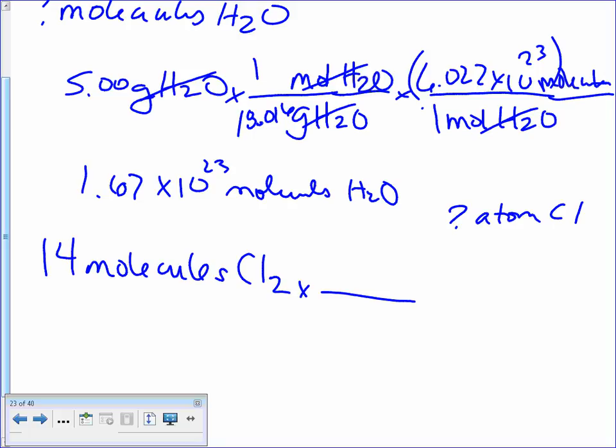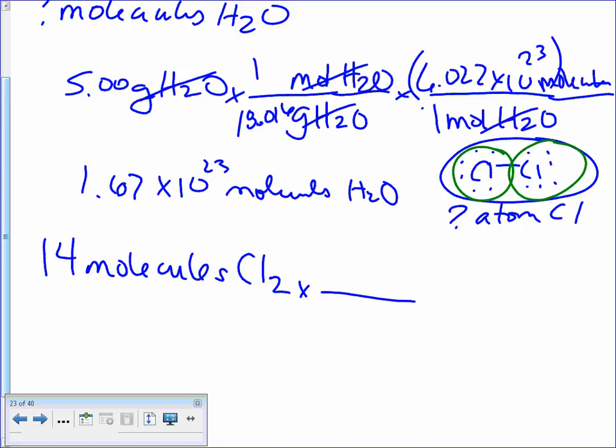Molecules are not moles. Molecules are a tangible item, right? I have a diatomic chlorine molecule. It looks like this. There's chlorine. That's it. That's diatomic chlorine. How many atoms of chlorine are in one molecule? 2. Yeah. So here's a molecule of chlorine. There's an atom of chlorine and there's an atom of chlorine. Okay. So molecules must go on bottom because that's what I need to cancel.